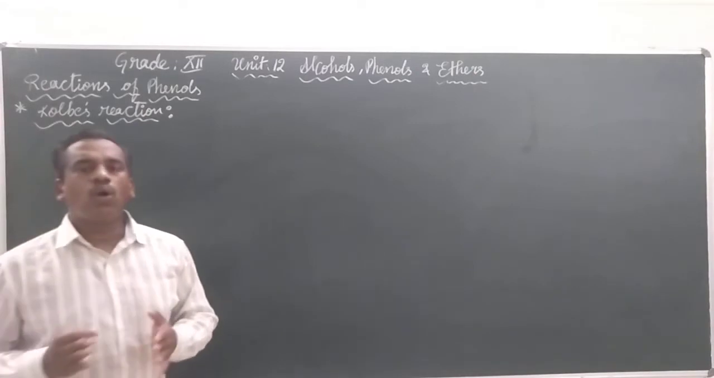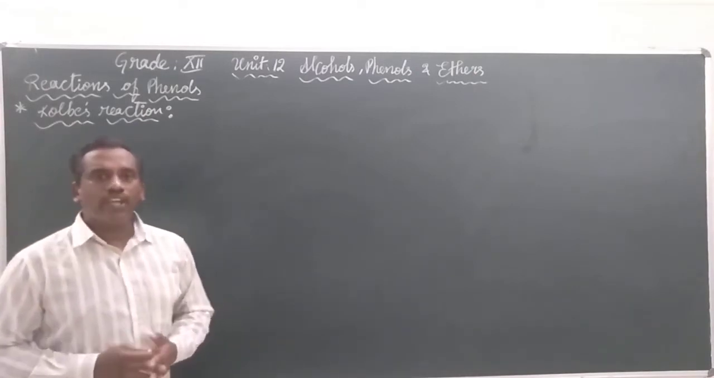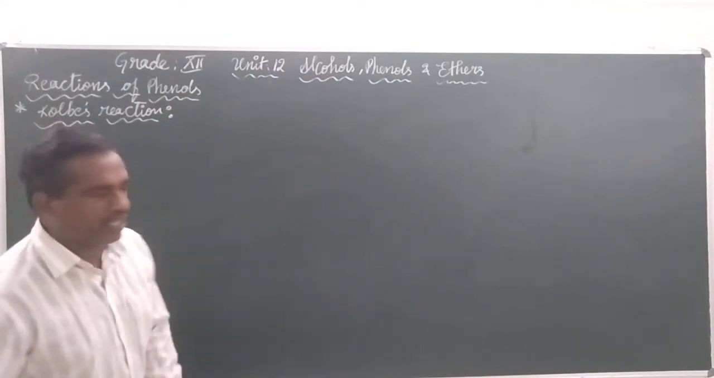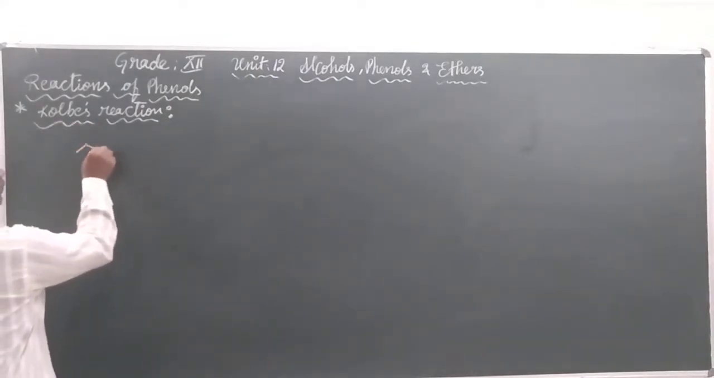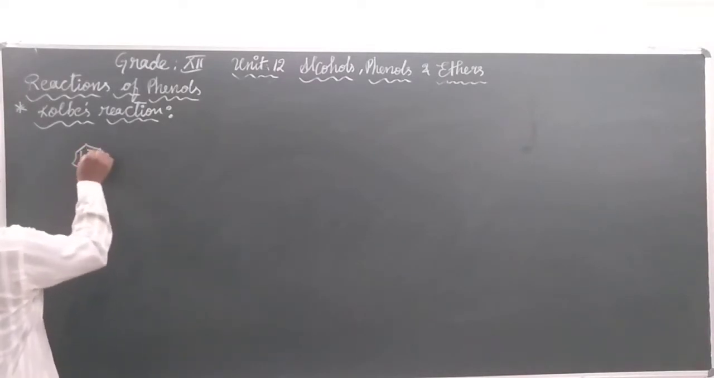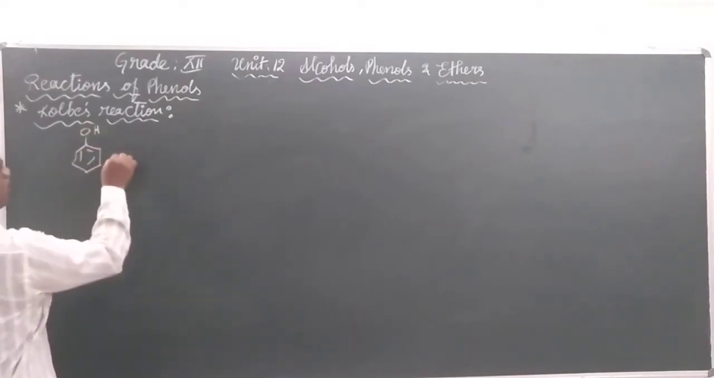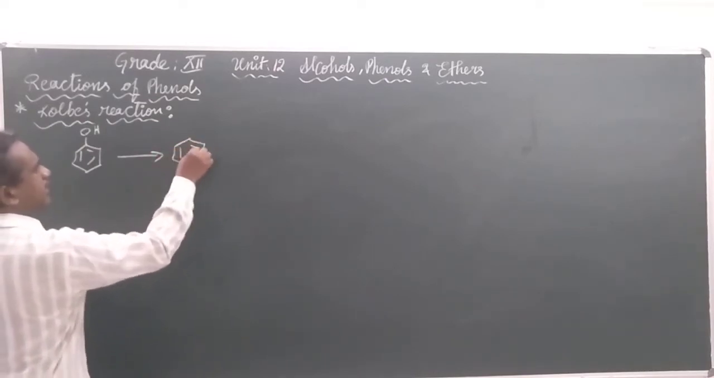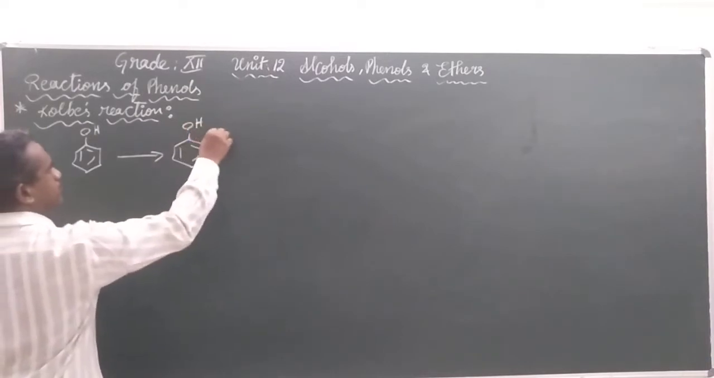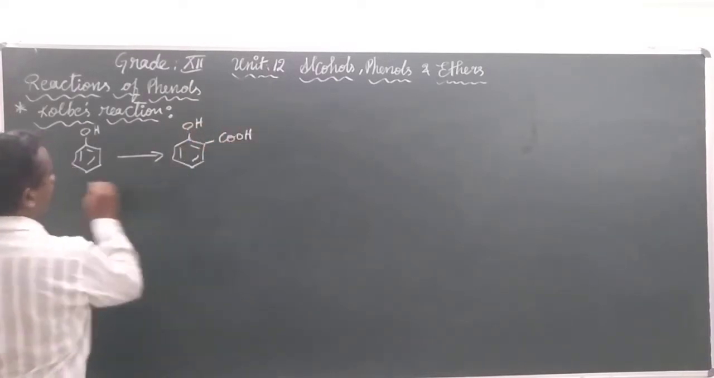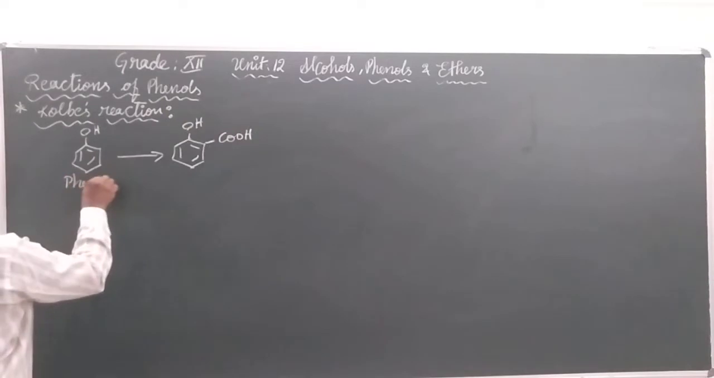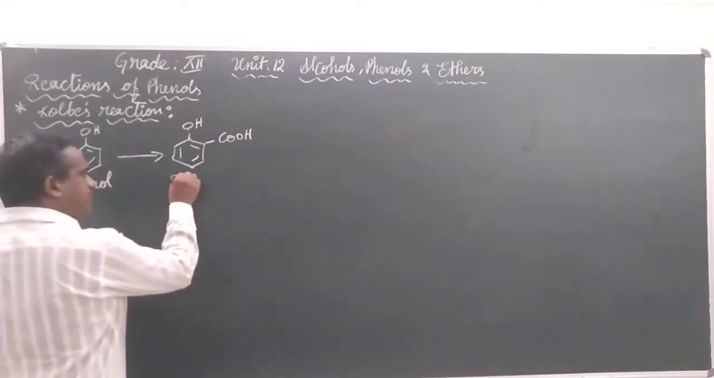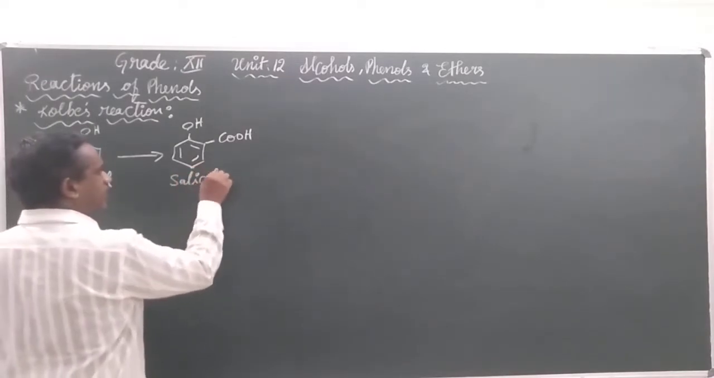What is a Kolbe's reaction? Whenever we get this word, immediately we must strike the point: phenol is used to prepare salicylic acid. What is the main concept in this reaction? Phenol is used to prepare salicylic acid.